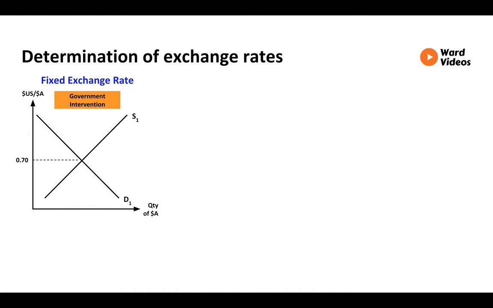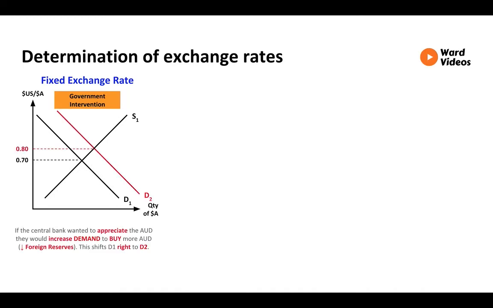Next, we have a fixed exchange rate, which is one that pegs the exchange rate at a value decided by the government or central bank, and that blocks the unregulated forces of demand and supply by direct intervention in the foreign exchange market. So, let's say the central bank wants to appreciate the dollar. They would increase demand to buy more Australian dollars, and they, the central bank, would sell foreign exchange reserves. This would shift from D1 to D2 and appreciate from 0.7 to 0.8.